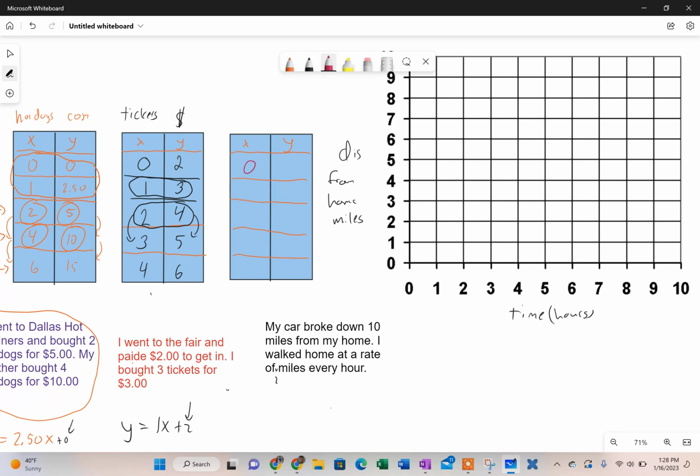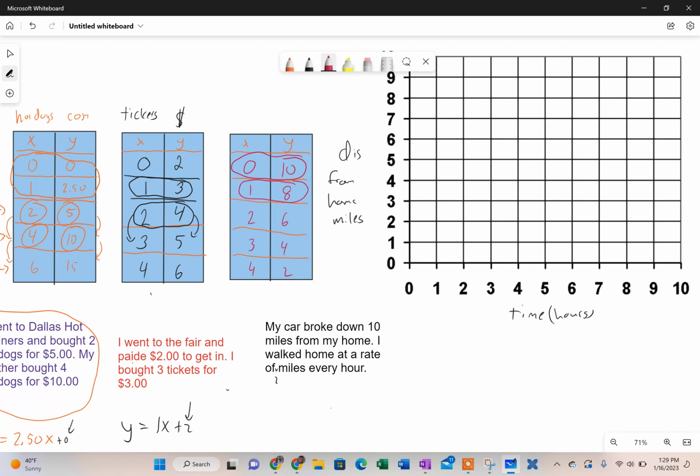When my car broke down, no time had passed. I was 10 miles away. After 1 hour, I was 8 miles away. After 2 hours, I was 6 miles away. After 3 hours, I was 4 miles away. After 4 hours, I was 10, 8, 6, 4, 2 miles away. All right. So you can see once again, this is not 0, 0.